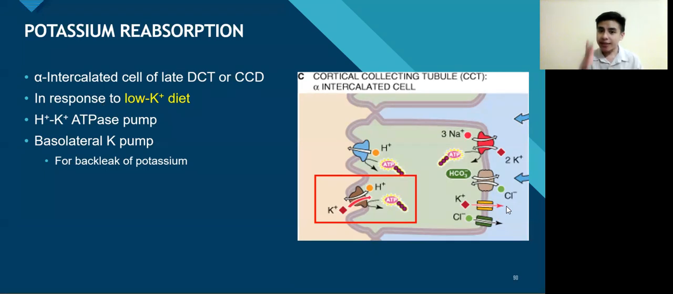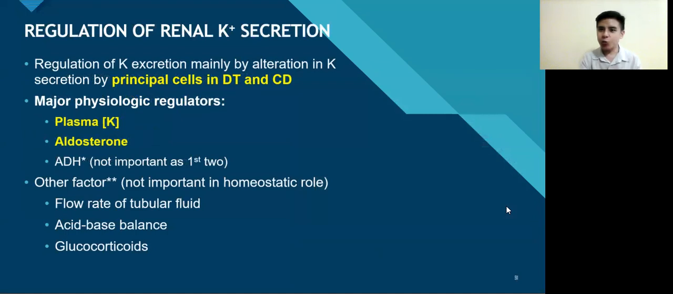That's why type A intercalated cells secrete hydrogen, they secrete acid. In type B, they secrete bicarbonate. Hydrogen is reabsorbed in exchange for bicarbonate. You'll learn that in the acid-base lecture by Dr. Jacinto. Okay? So, now, how do we regulate the potassium secretion?